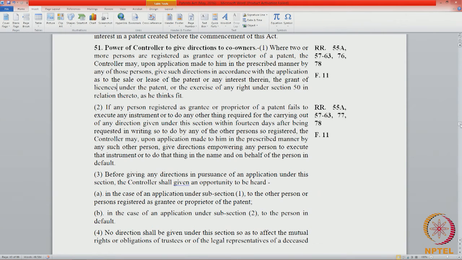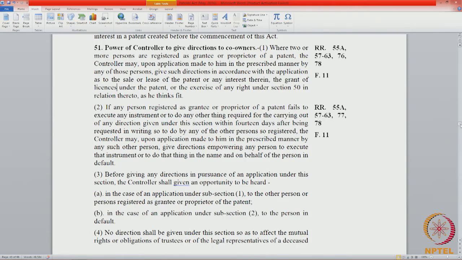A, B and C are co-owners. A approaches the patent office, that is the controller, by filing Form 11. A says that B and C are not cooperating, I want to license the patent to a third party, direct them to cooperate. The controller issues a direction asking them to cooperate. This is the first situation.